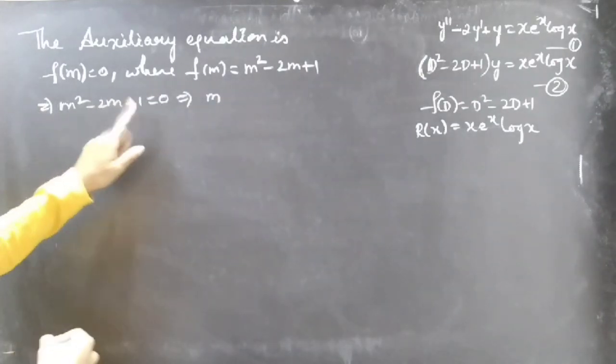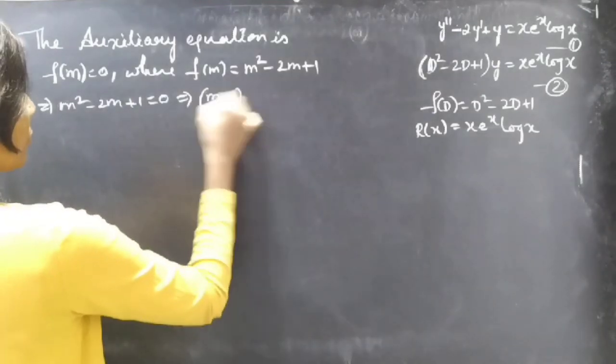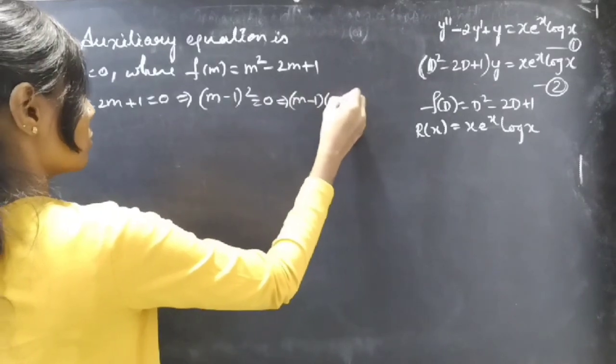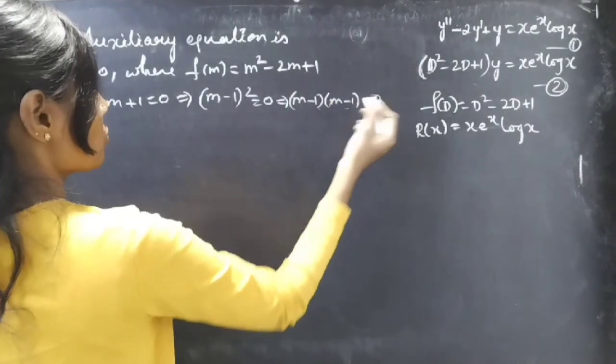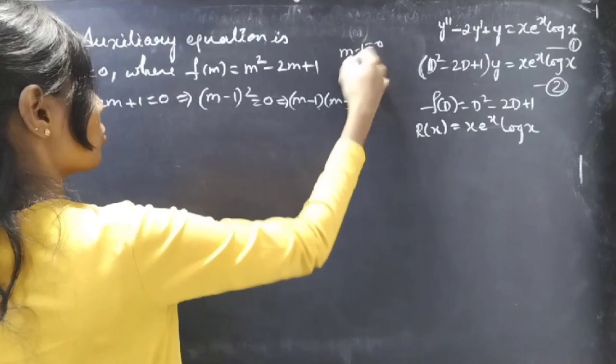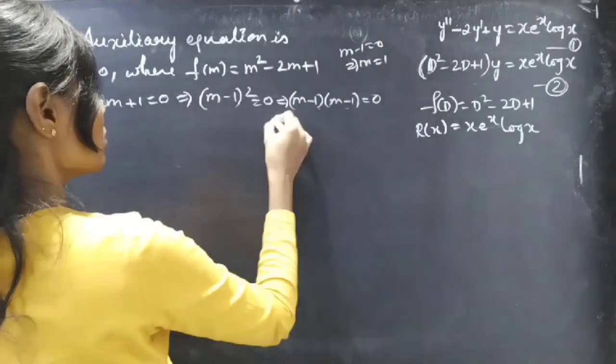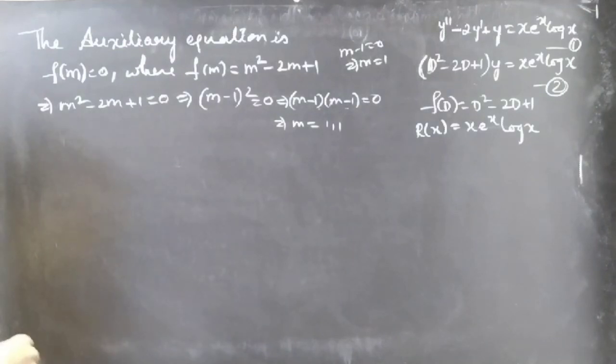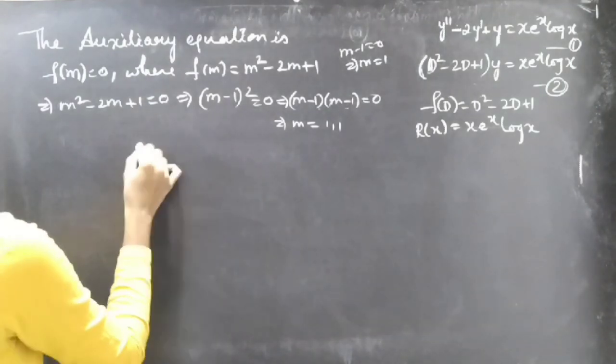We can write m² - 2m + 1 as (m - 1)². From this we'll get (m - 1)(m - 1) = 0. Now equate each factor to 0. When m - 1 = 0, we'll get m = 1. Since m - 1 is repeating twice, we'll get m = 1, 1. The roots are real and equal, repeated roots.